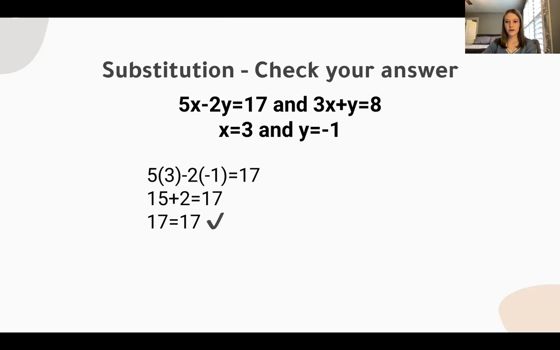So now let's figure out if it works for the second equation. We'll get 3 times 3 minus 1 equals 8. 9 minus 1 equals 8, so 8 equals 8. That means the answers of x equals 3 and y equals negative 1 are correct for this example.